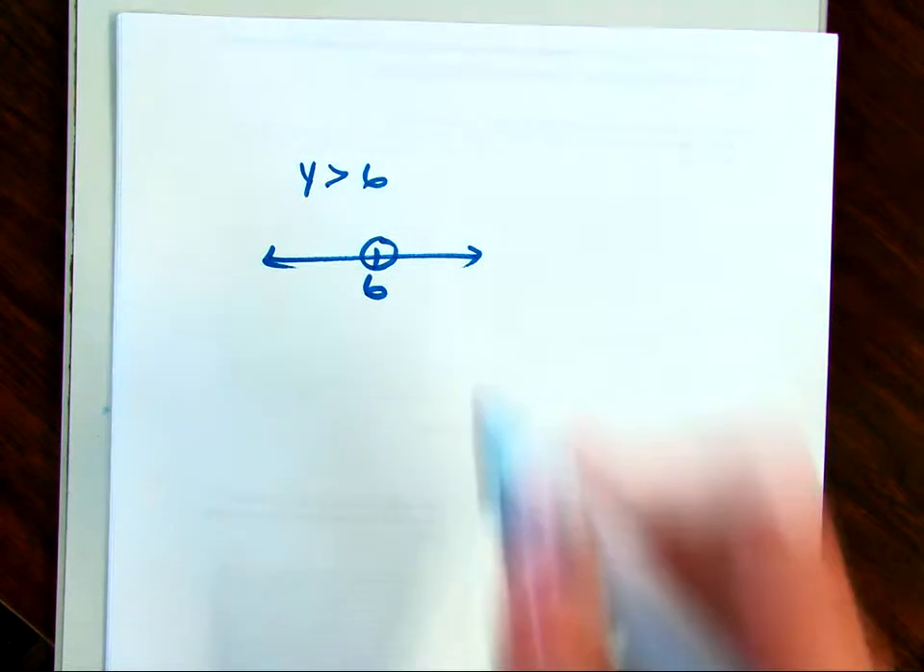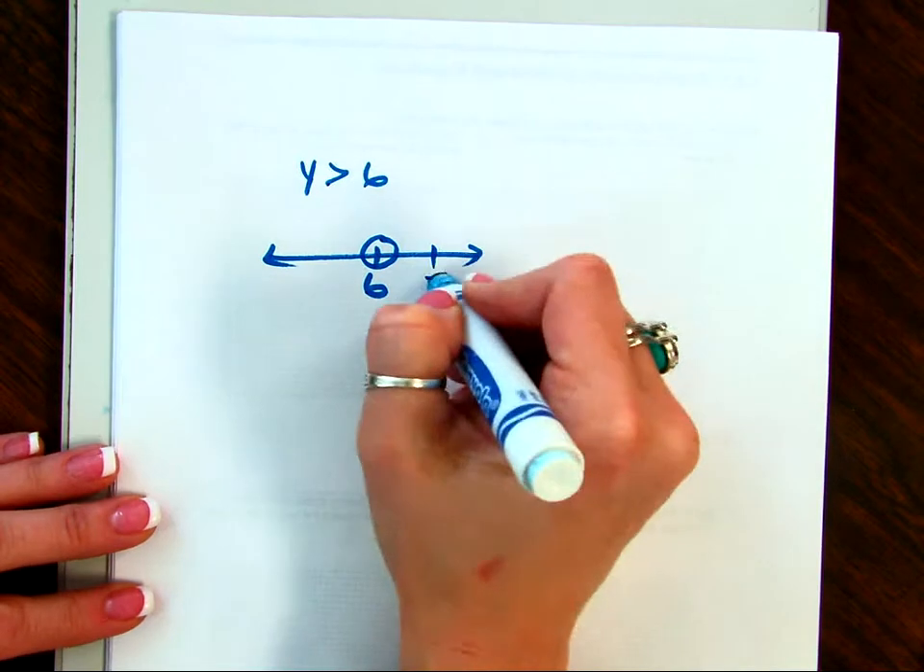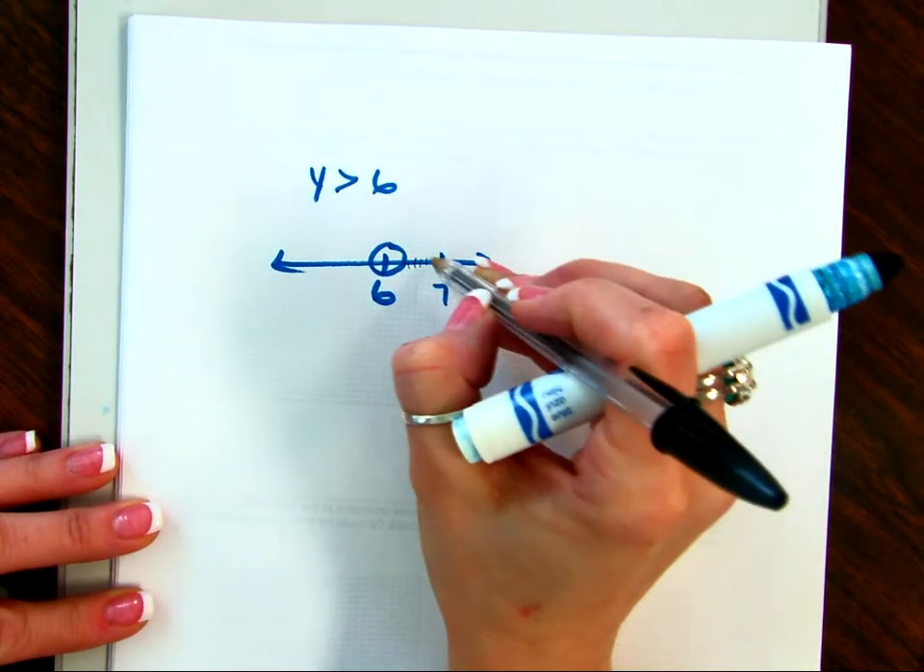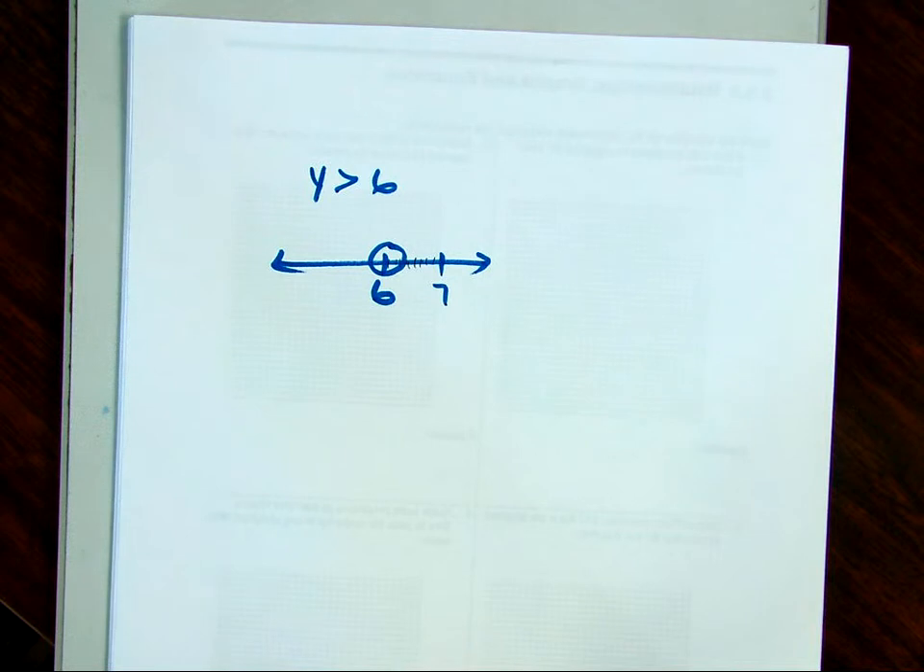Somebody said start at 7. Why? Why can't I start at 7? JC. Because you're forgetting all the numbers in between. Yes, all those beautiful rational numbers in between. I'm forgetting about those. So I have to start at 6.